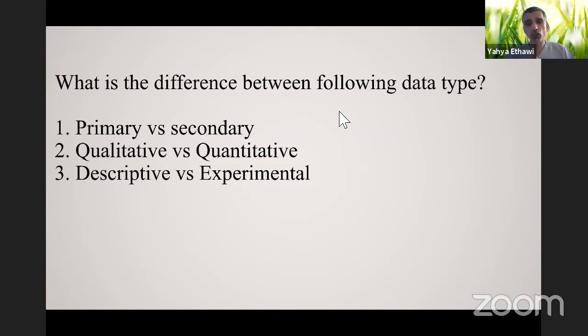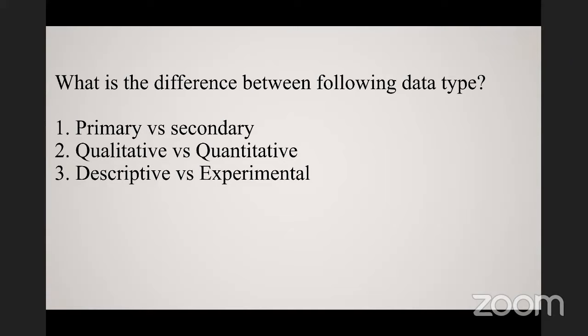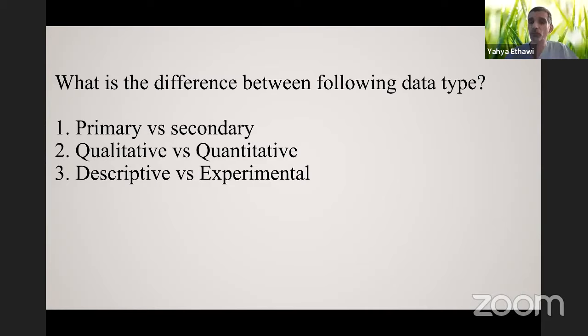Okay, well, let's go to another question. What is the difference between the following data types? Primary versus secondary, qualitative versus quantitative, descriptive versus experimental. Anybody want to answer any of these questions?